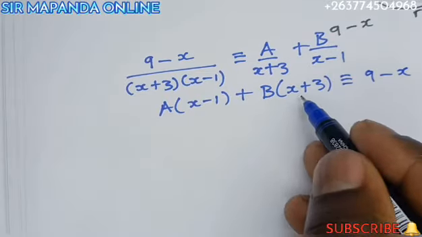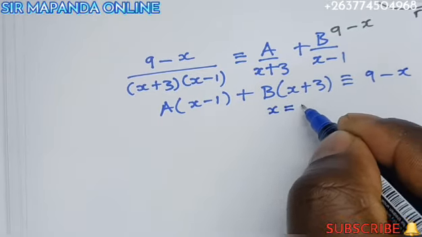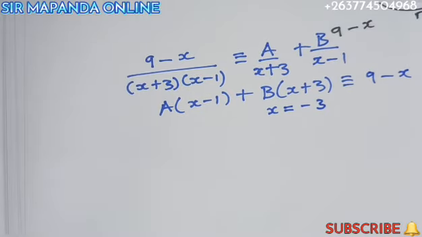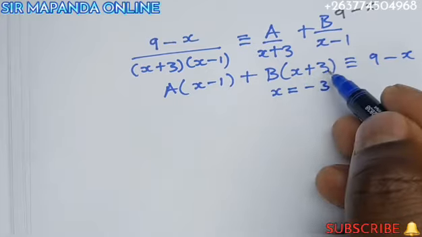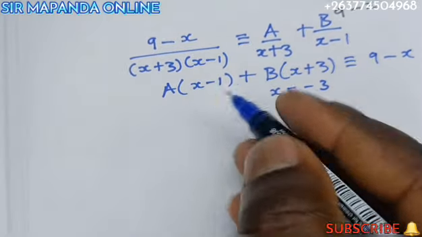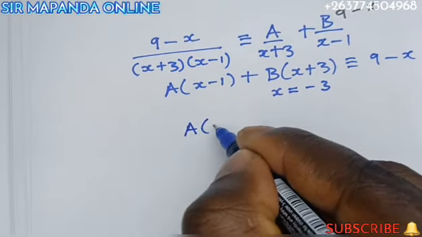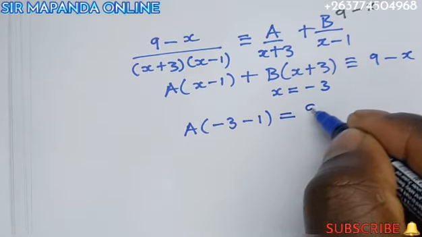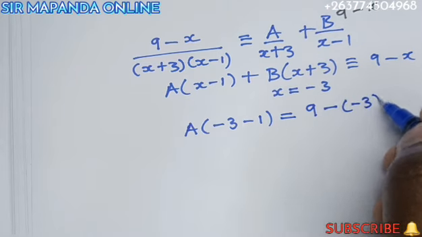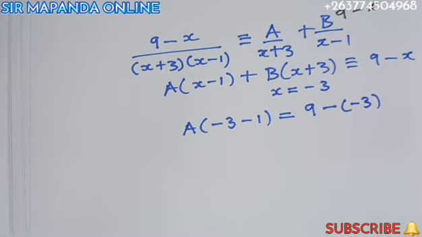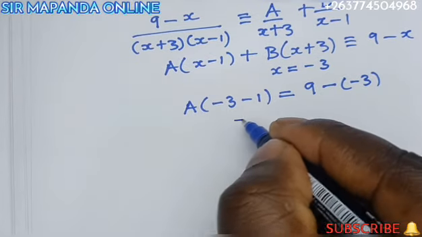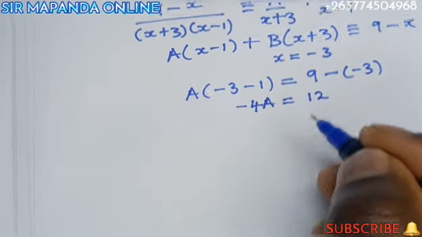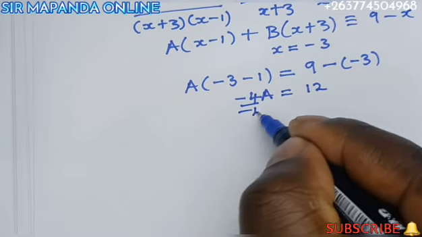So to find A, we eliminate B using x equals minus 3. If x equals minus 3, it means the bracket of B becomes 0. So you get A times minus 3 minus 1 equals 9 minus, then on x you put minus 3. It means 9 minus minus 3, you get 12. So you get minus 4A equals 12. Then divide both sides by minus 4.